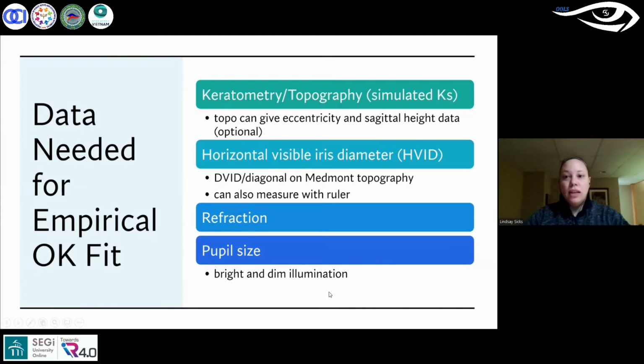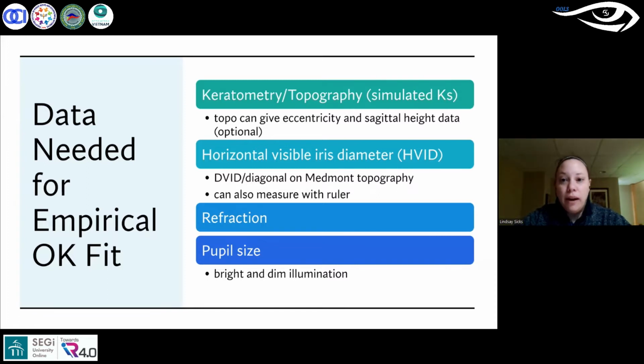But the topographer is going to give us extra information, right? It can give us information about the eccentricity of the eye and the sagittal height of the patient's cornea, which can both be very helpful in determining our starting lens fit. So we can be a little more accurate up front with this extra information.